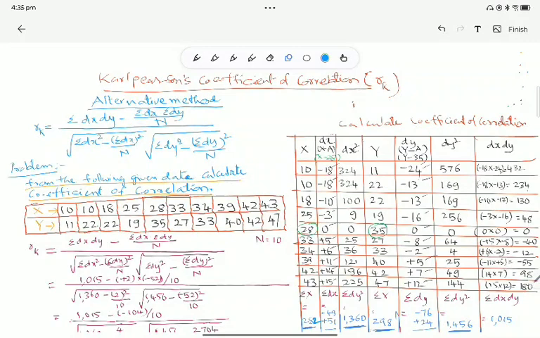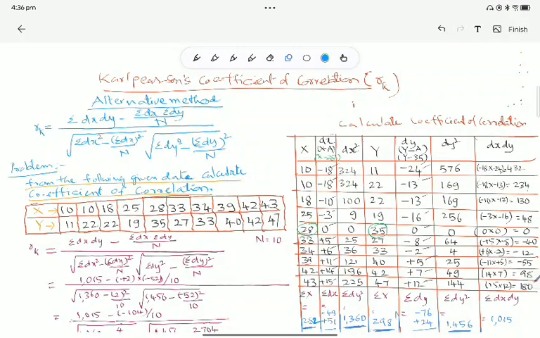Okay, and in the second column you take the deviation of x from the assumed mean. So you assume 28 in the X series as the assumed mean. The assumed value 28 is deducted from each and every observation: 10 minus 28, 10 minus 28, 18 minus 28, 25 minus 28, 28 minus 28, 33 minus 28, 34 minus 28, 39 minus 28, 42 minus 28, 43 minus 28. Use the calculator and we can get the values, whichever appear on the screen.